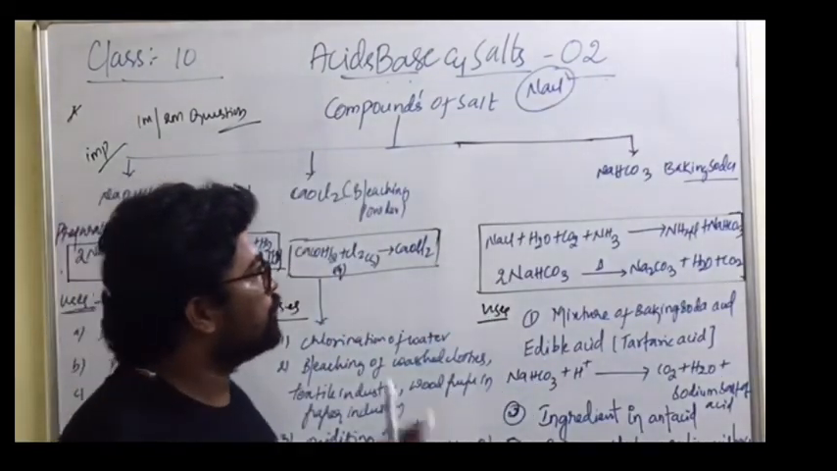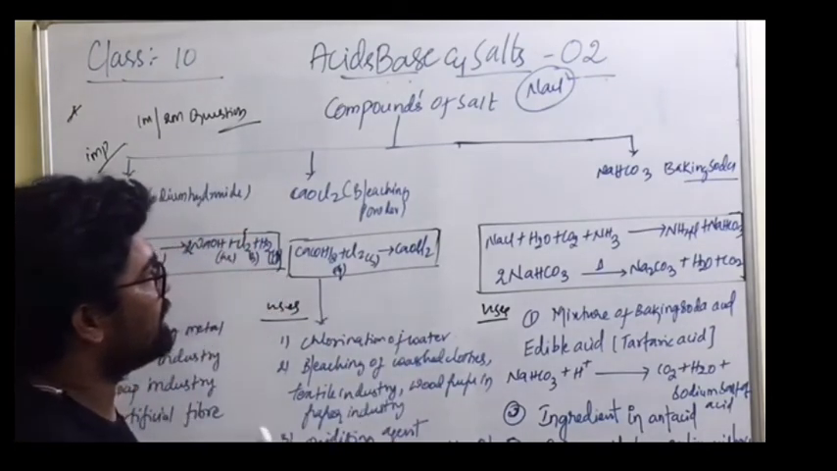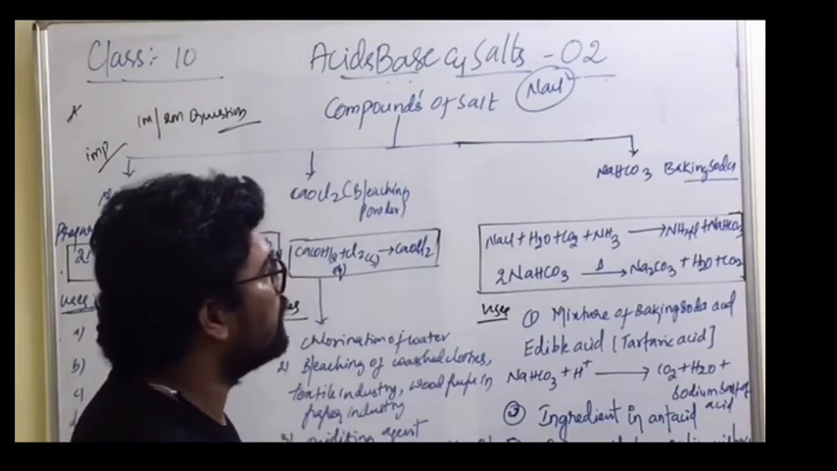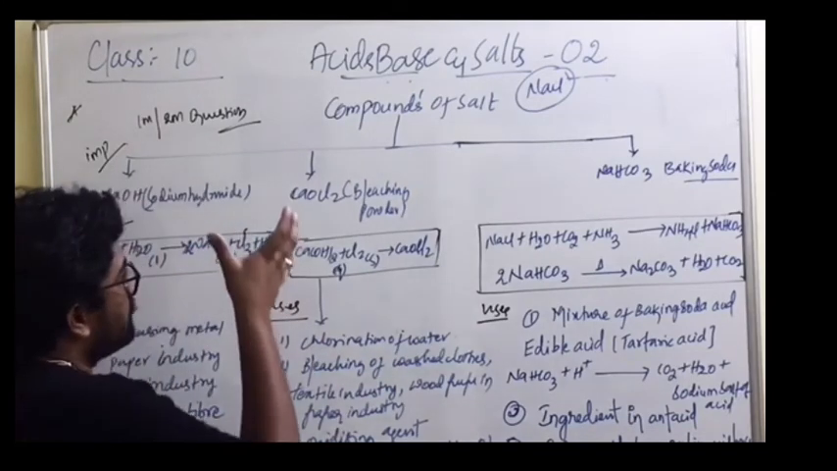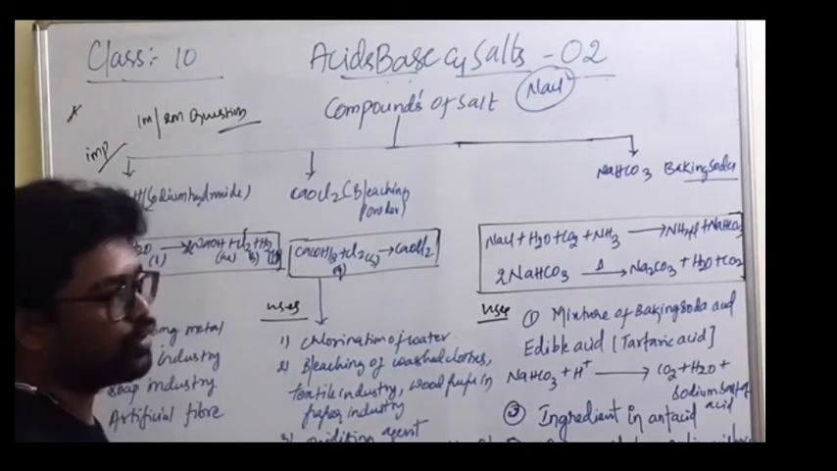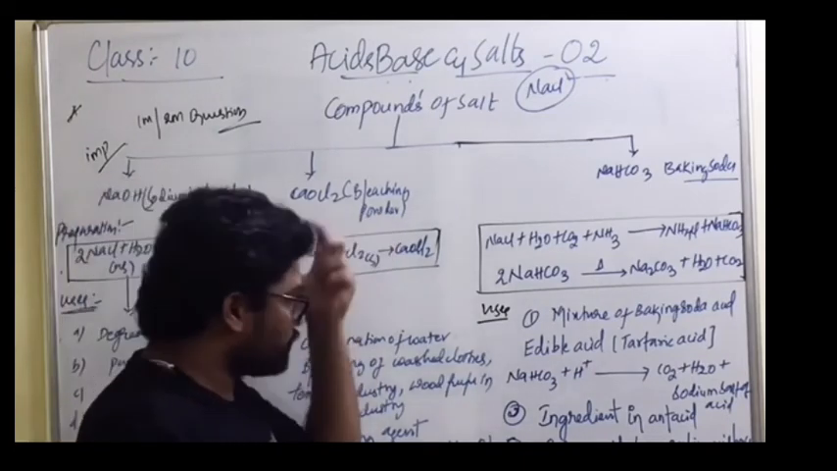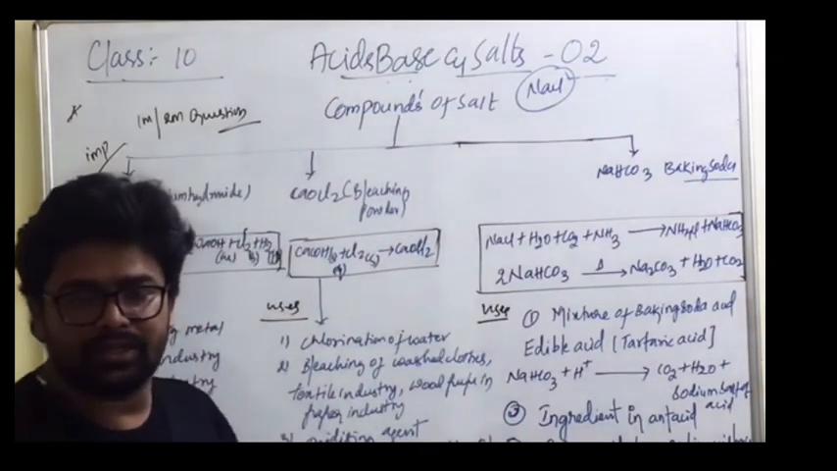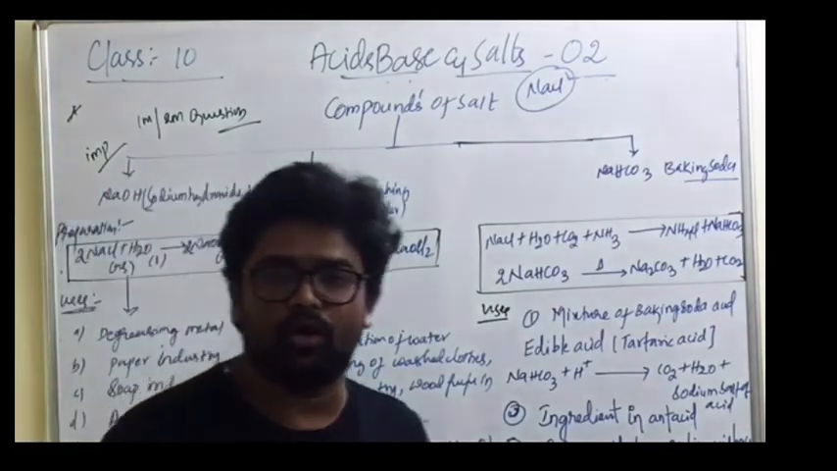So this salt, which is known as table salt, which is used to enhance the taste of food, we use in our daily life. Several compounds are prepared from the common salt. Those compounds are sodium hydroxide, bleaching powder, baking soda, washing soda. These are the compounds that are prepared from common salt.